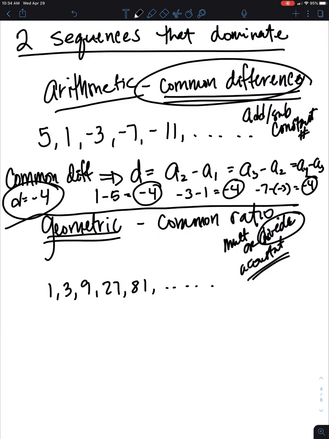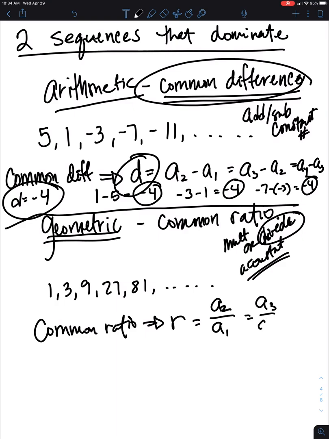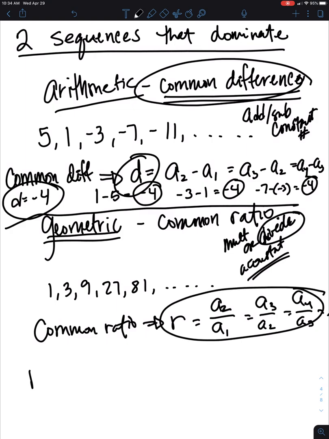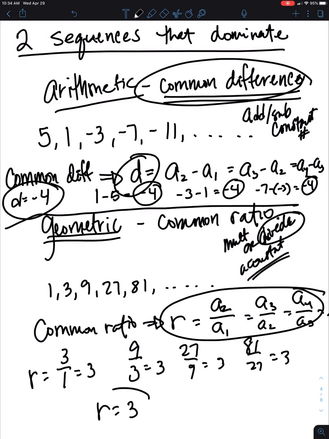Let's say I do this one. So, common ratio. The letter used is R. Remember we use D up here; this is R. It is the second term divided by the first term, or the third term divided by the second term, or the fourth. You get the point, it has to be the same for all of these. In this case, to find R we would do 3 divided by 1, that gives you 3. Or 9 divided by 3 gives you 3. Or 27 divided by 9 is 3. Or 81 divided by 27 is 3. So our R is 3.